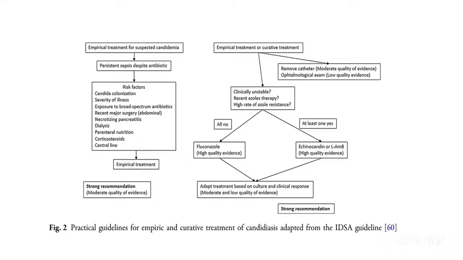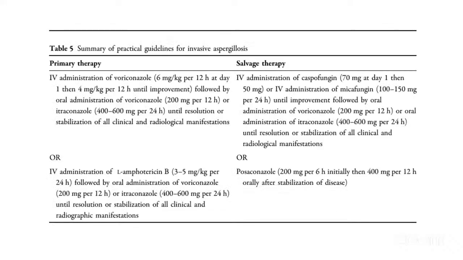It is a strong recommendation. For invasive aspergillosis, primary treatment is voriconazole, followed by oral voriconazole until stabilization of clinical and radiological findings, or administration of liposomal amphotericin B, followed by oral voriconazole or itraconazole. Salvage therapy is IV caspofungin or posaconazole.